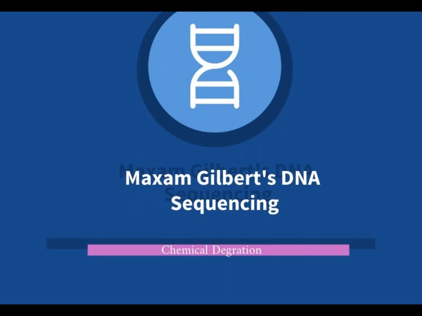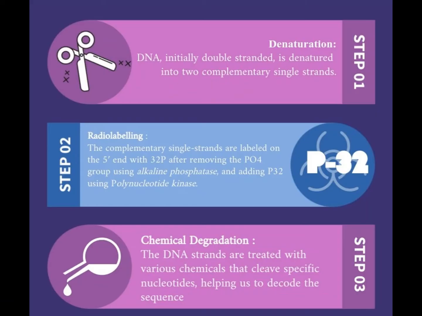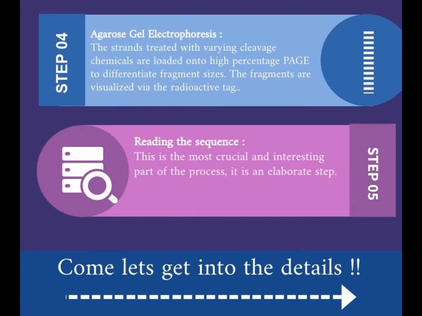Now let us see how this process goes through. It is also called chemical degradation because it uses a lot of chemicals for degrading our DNA strand. The first step is denaturation, in which the double-stranded DNA is cut into single strands. Then comes radio labeling, and we label the 5' end of our strands using a radioactive phosphate, that is P32. Then comes chemical degradation, in which the DNA strands are treated with various chemicals that cleave the specific nucleotides, helping us to decode the sequence. The next step involves gel electrophoresis, in which the strands treated with varying cleavage chemicals are loaded onto a high percentage PAGE. Then next is reading the sequence, which is very interesting. So let us get into the details.